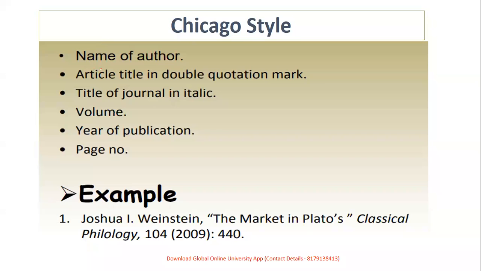Now, Chicago style is like the name of the author, the article title, the title of journal in italics, volume, year of publication or page number. This is how it goes with respect to Chicago style. You just have to remember; many times they give you examples and from that you have to follow the right one. But as I said, please keep it noted somewhere and revise it one day before the examination or at least on the day of going for your examination.